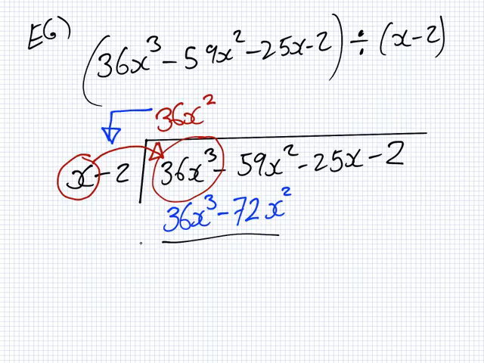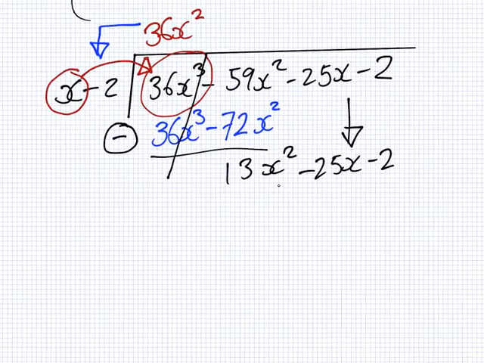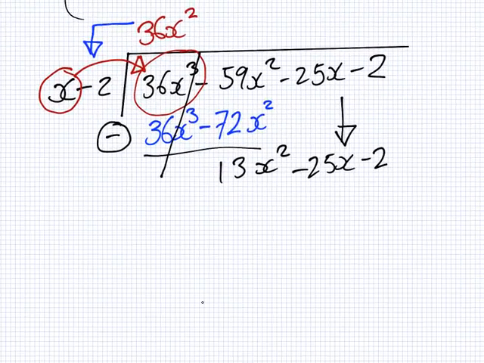Okay, next step, we subtract. 36 minus 36, these are gone. Minus 59 minus 72, what's that, like 13? 13x squared. And then the last step in the process is to carry this down: minus 25x minus 2. And then you start again. So we start again.